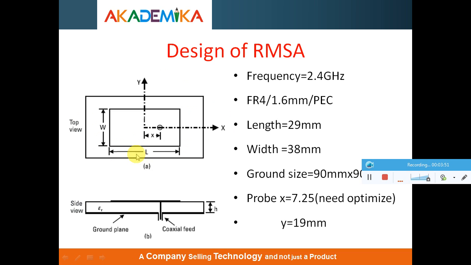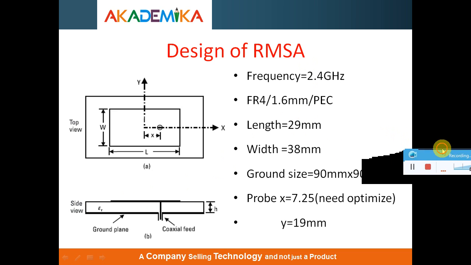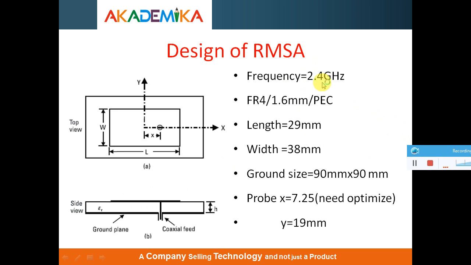Now the length is the first function, the second function is the width, and the third function is the X position from the center, that is the feed position. Here you can see the height of the substrate as well as the epsilon r. So here are the recommended parameters. The frequency is 2.4 gigahertz, which is an ISM band frequency. We are utilizing an FR4 substrate, 1.6 mm thickness, or we can say 1.6 mm height. PEC is on both sides. The full ground is PEC, and the upper side is also PEC.